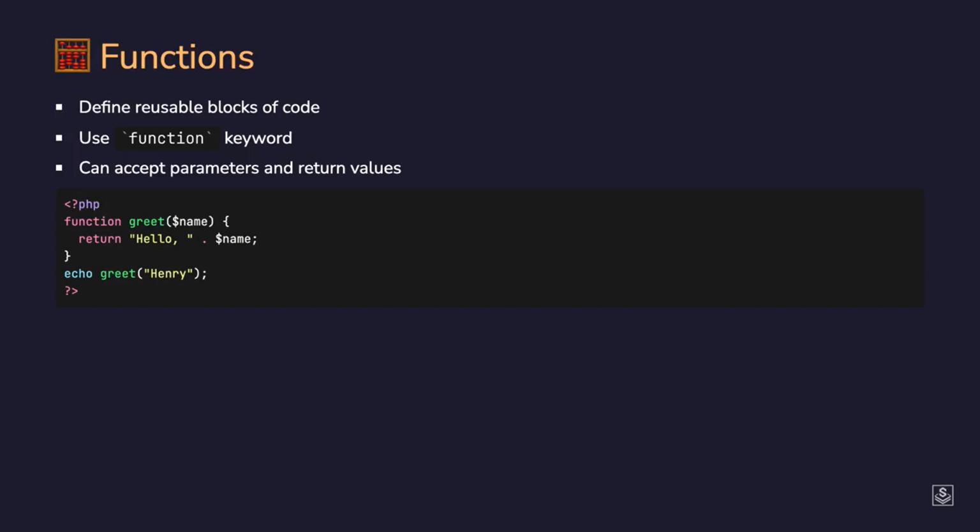In the example, greet($name) returns a greeting string. We then call the function with Henry and output the result. Functions improve modularity, readability, and testability. You can also define anonymous functions and use closures, which we'll explore in advanced topics.